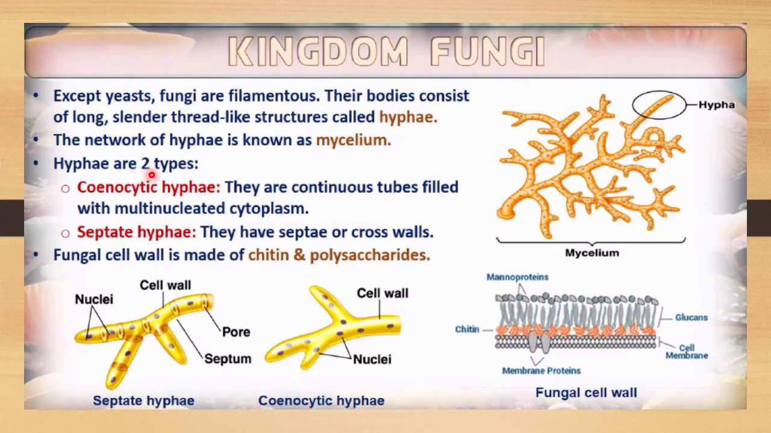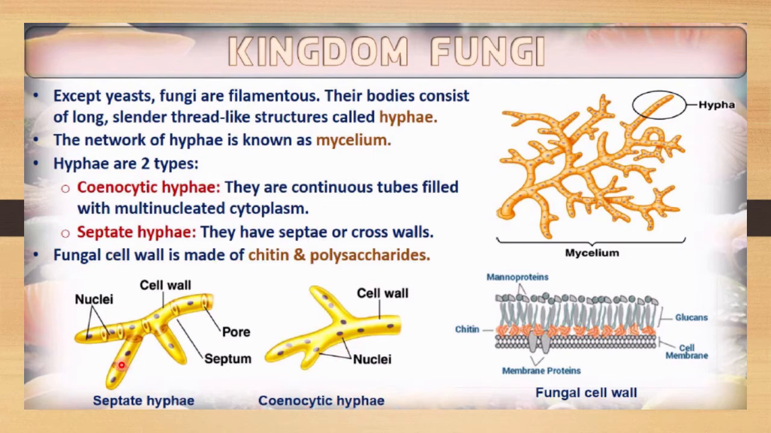Hyphae may be of two kinds. Here you can see both kinds. One type of hypha is the cenocytic hypha. It is a continuous tube filled with multinucleated cytoplasm. Here you can see the septum is not present. This is a cenocytic hypha and here you can observe that septa are not present. As a result, all nuclei are filled inside the tube. Because of the absence of septa, they are continuous tubes filled with multinucleated cytoplasm. So here you will observe multinucleated cells.